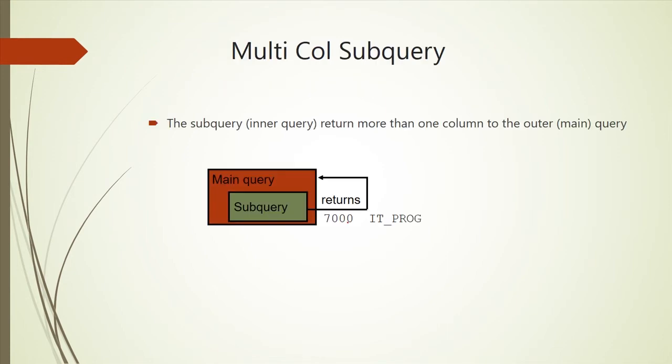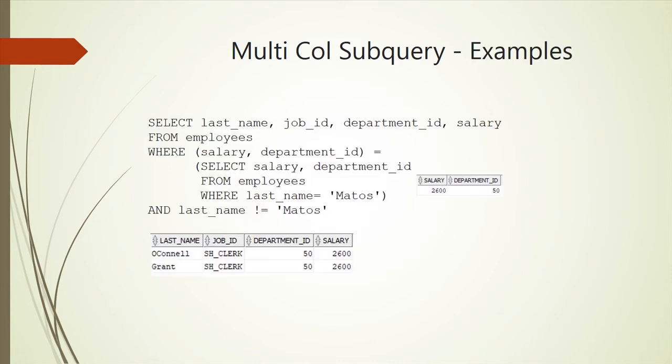A multi-column subquery is a subquery that returns more than one column to the outer query. So here, as we can see, the subquery returns the salary and the job ID to the outer query. So this is called a multi-column subquery. It returns multiple columns to the outer or to the main query. Let's have a look at this example to understand multi-column subquery.